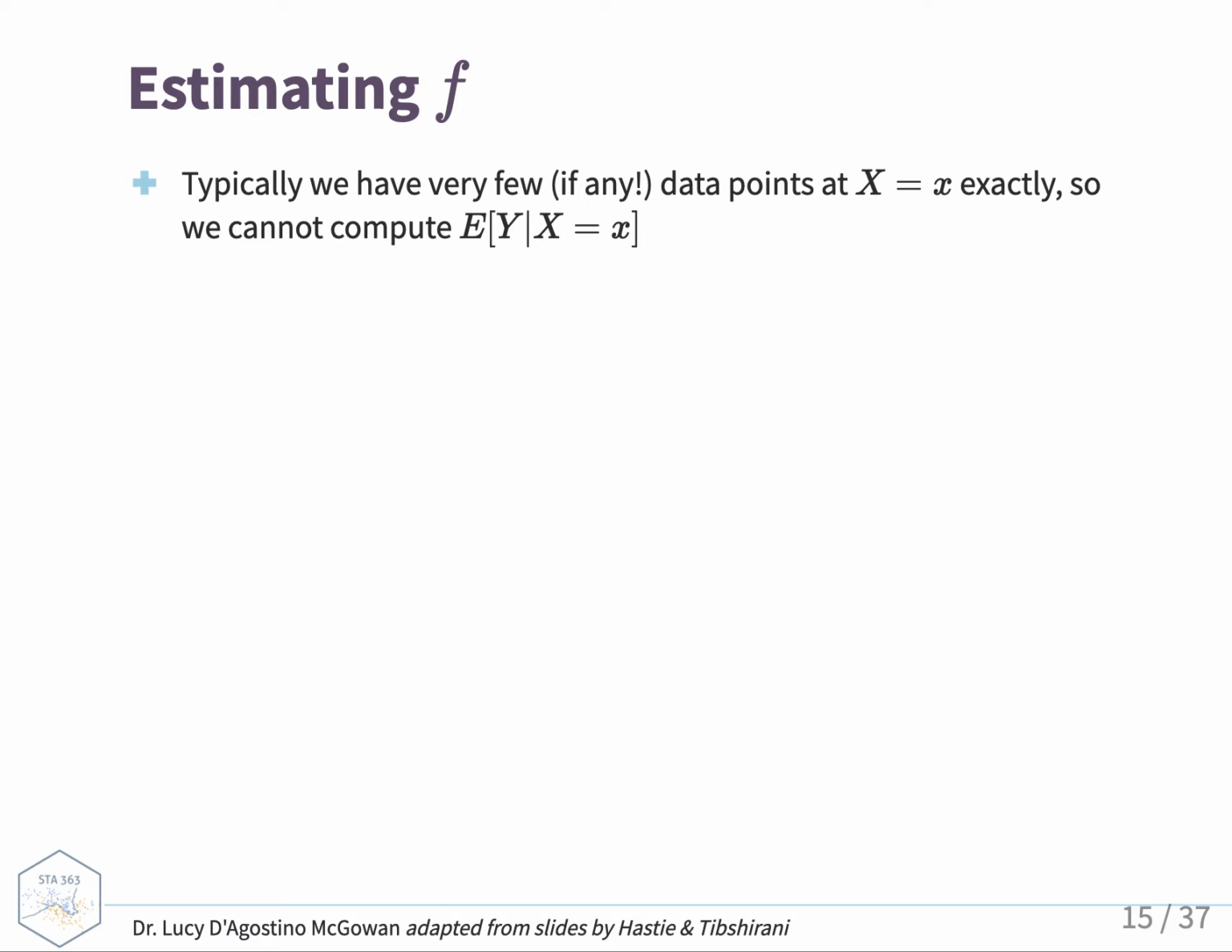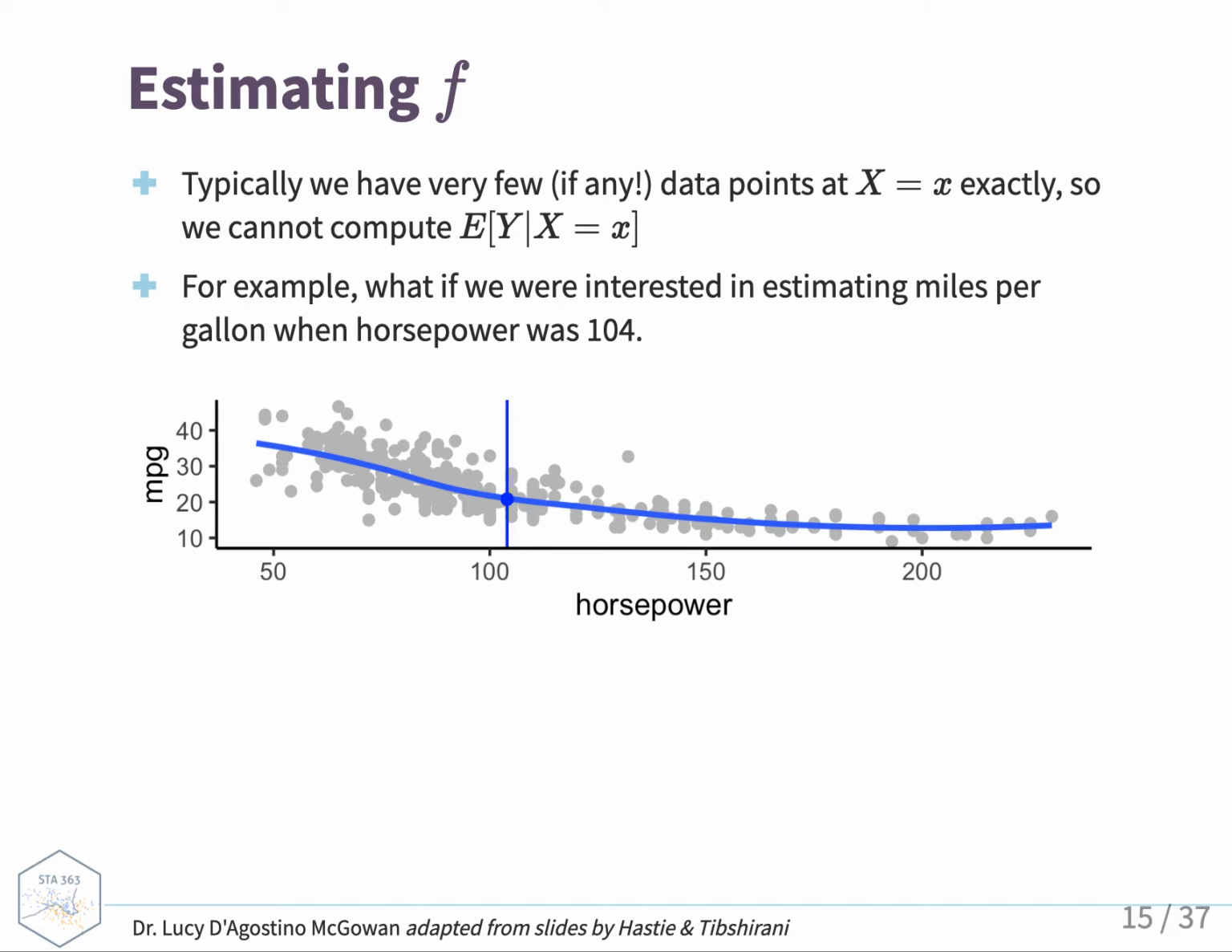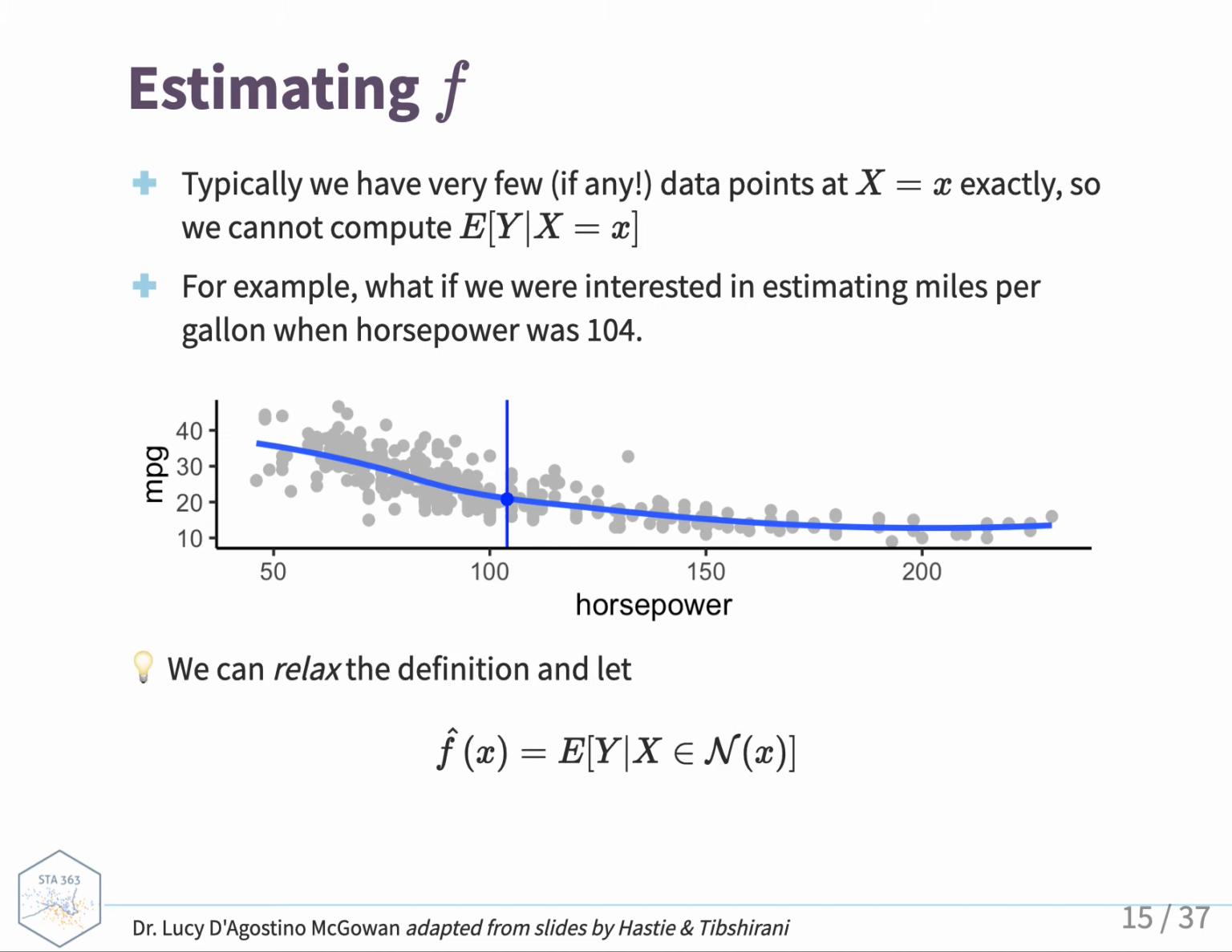So typically we have very few, if any, data points at a given x equals x point exactly. And so we can't necessarily compute this average, this expectation of y given x equals x. For example, what if we were interested in estimating miles per gallon when horsepower was 104? In my data set, I didn't have any values there.